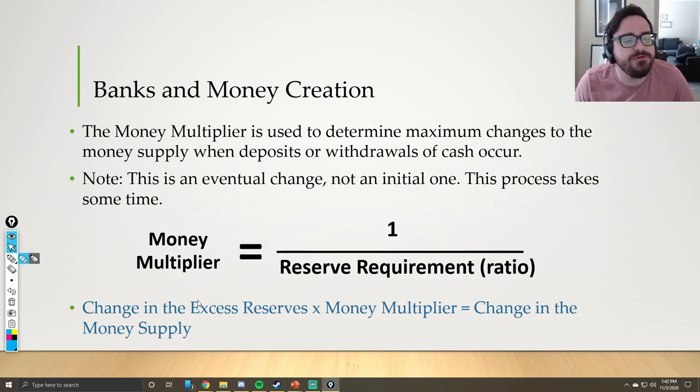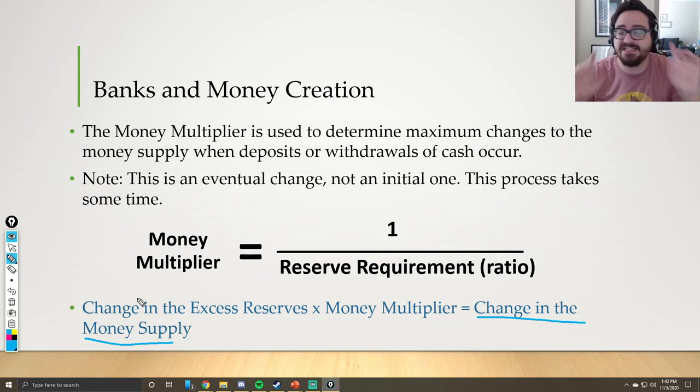So what you do to find the overall change in the money supply, that is the thing you are looking for when there's a money multiplier problem, is how much banks are going to change the money supply by. You take the change in the excess reserves, because that's the loanable money, multiply that by the money multiplier, and that gets you the change in the money supply.